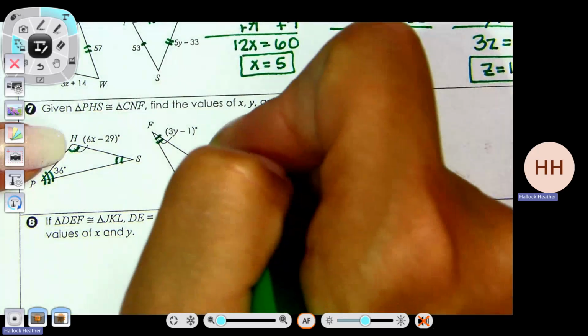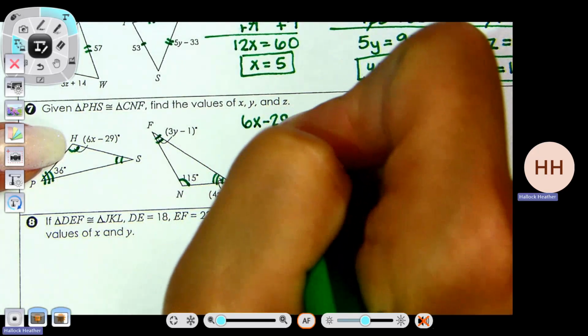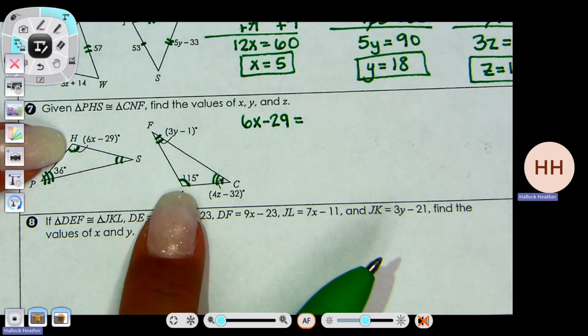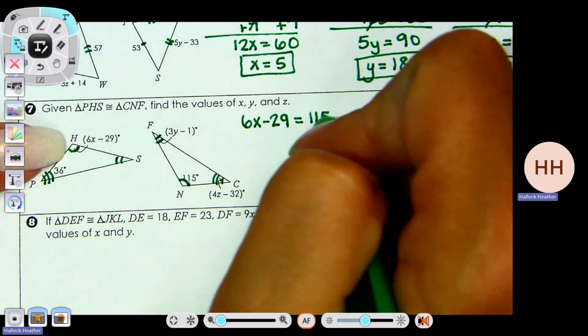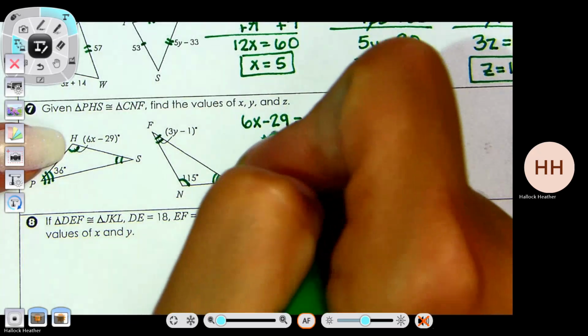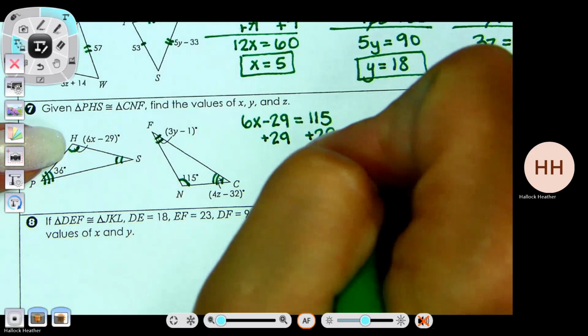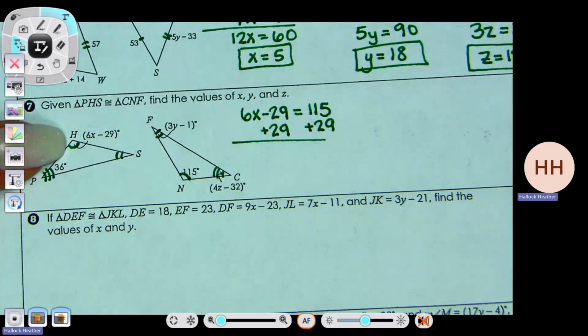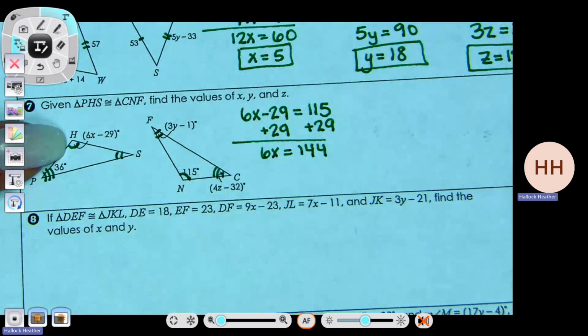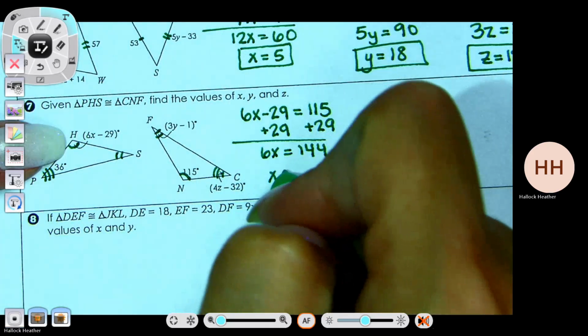So I'm going to do 6x minus 29. What is that going to be equal to from the other triangle? 115, because they both have 1 arc mark. So take a second, solve for X. And calculator. What's 115 plus 29? 144. So when I divide, what do I get? 24.